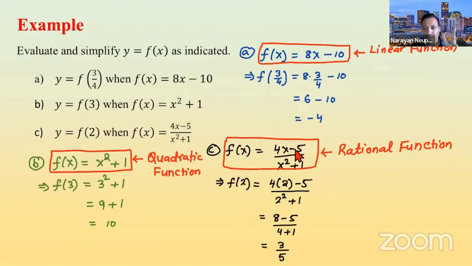So we learned two things in this example. One, different names of the functions, like linear function, quadratic function, and rational function. And the second thing is we learned how to evaluate the function at different values. Okay. If you have a question, you can ask me now on this one. You can send it through chat or you can unmute and ask the question. If you don't have a question, we have one more for today.